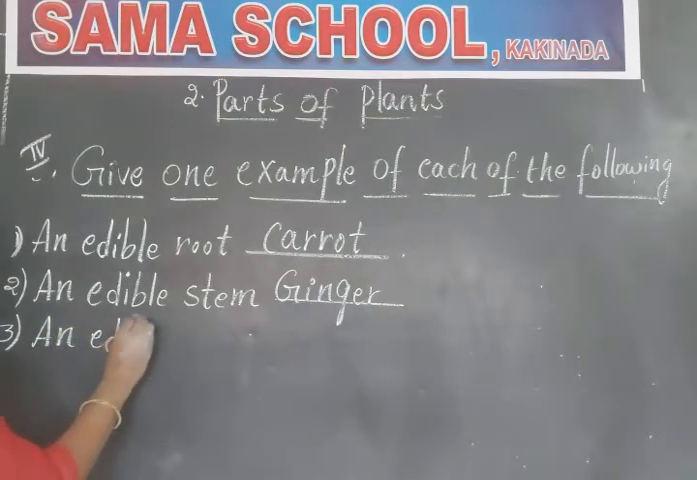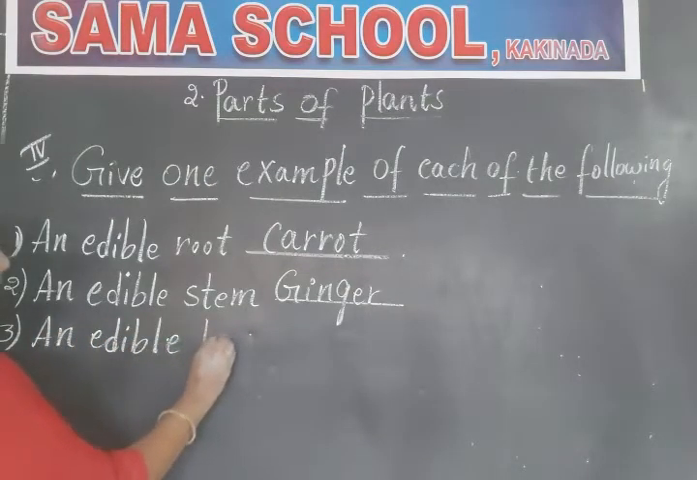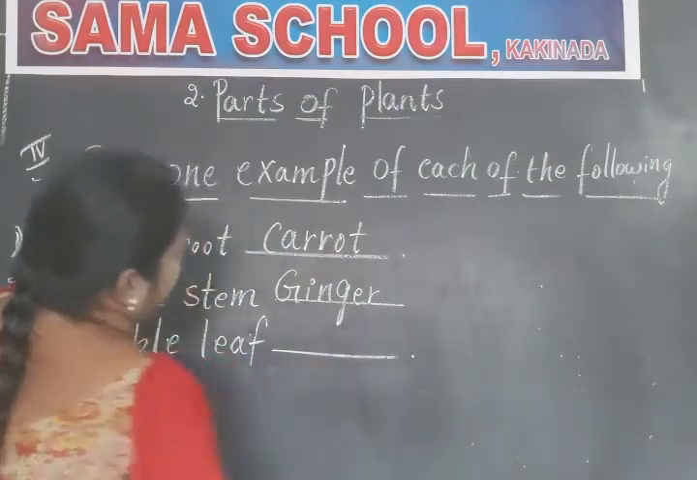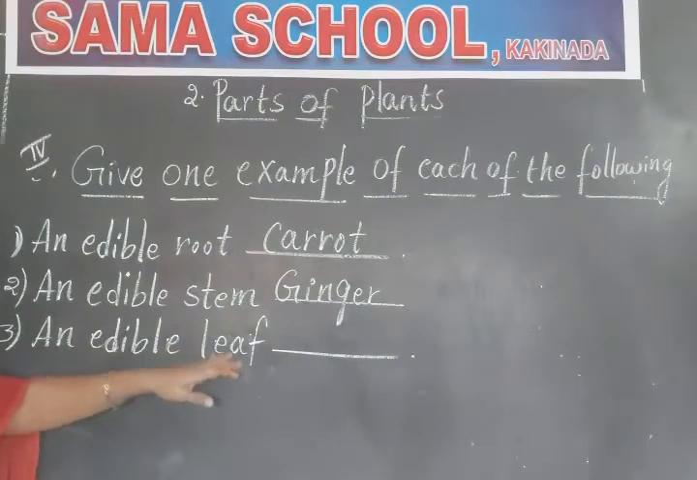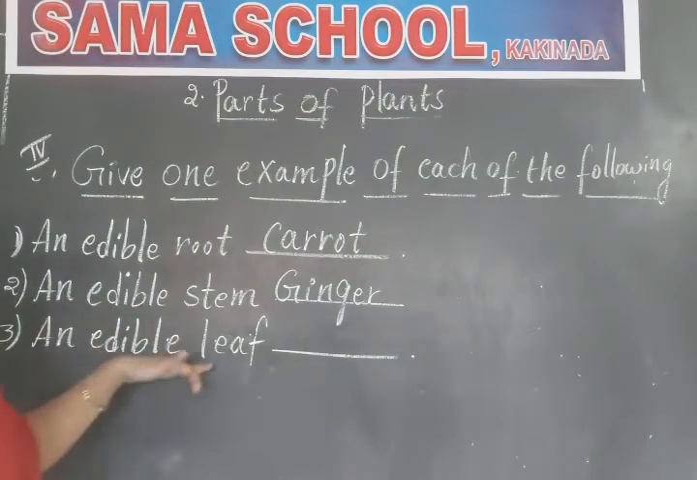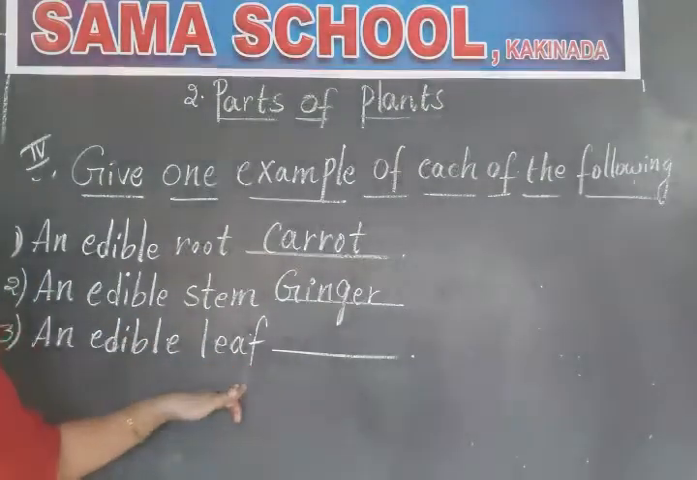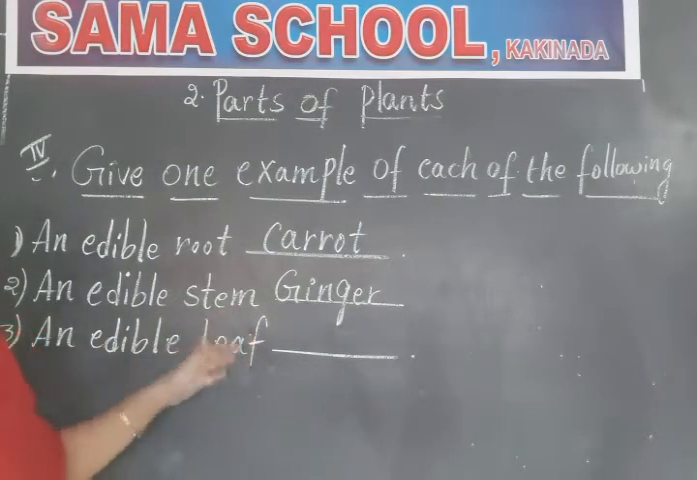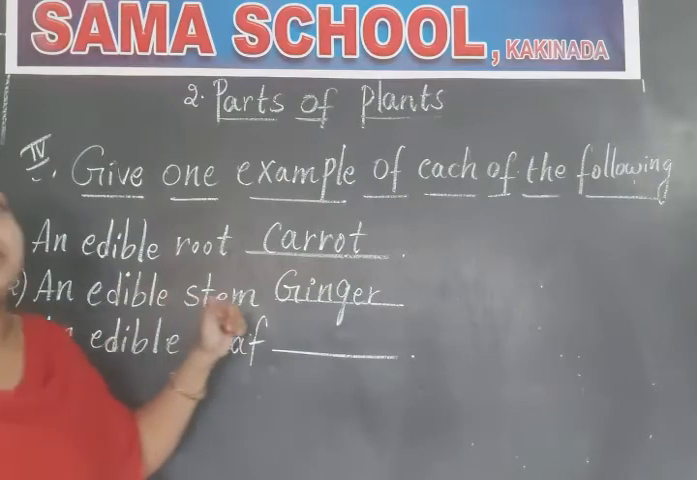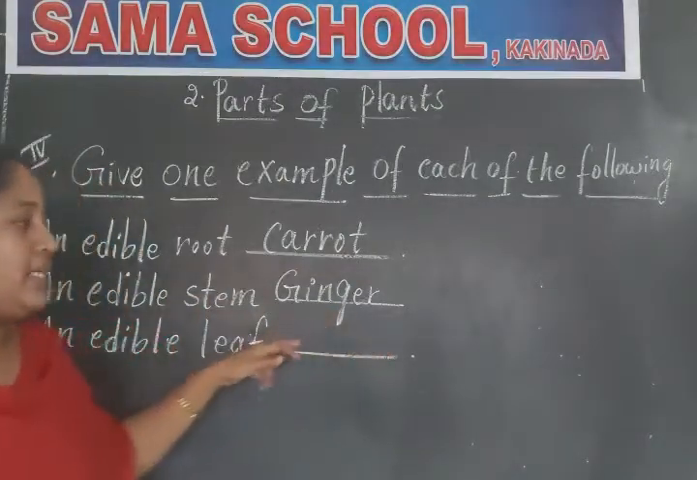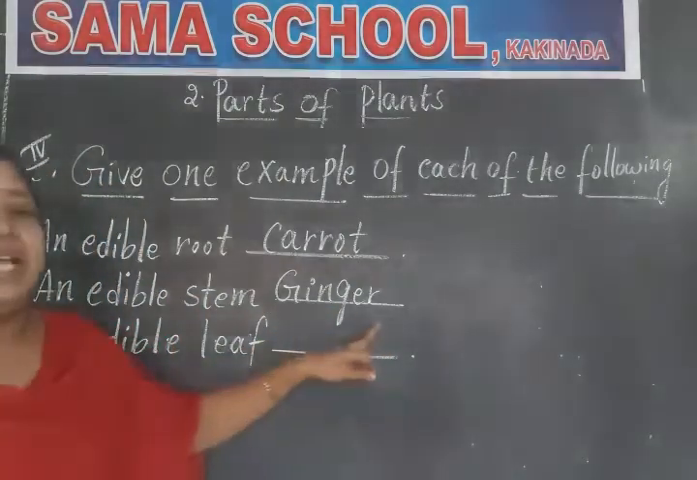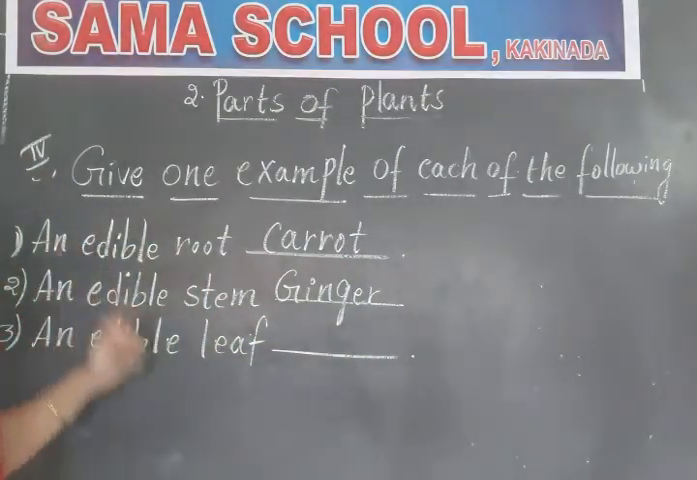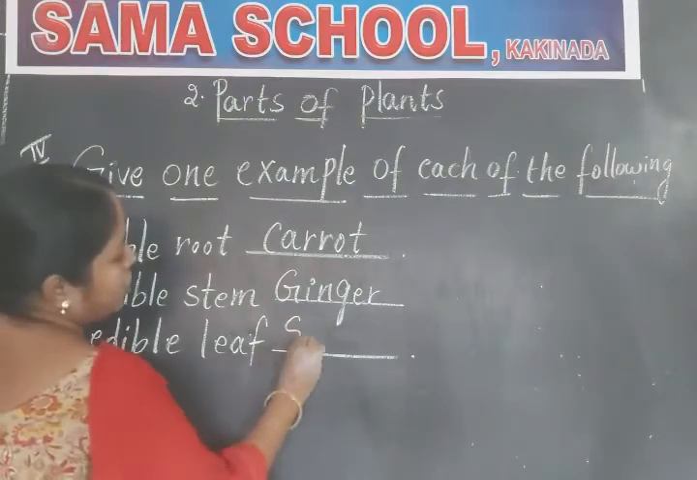An edible leaf. These are the leaves which we can eat as our food, as leafy vegetables. In some plants the food is stored in the leaves. Give some examples of leafy vegetables, children. Yes, spinach, amaranthus, cabbage. You have already learned in the leaf part. So give an example: spinach.